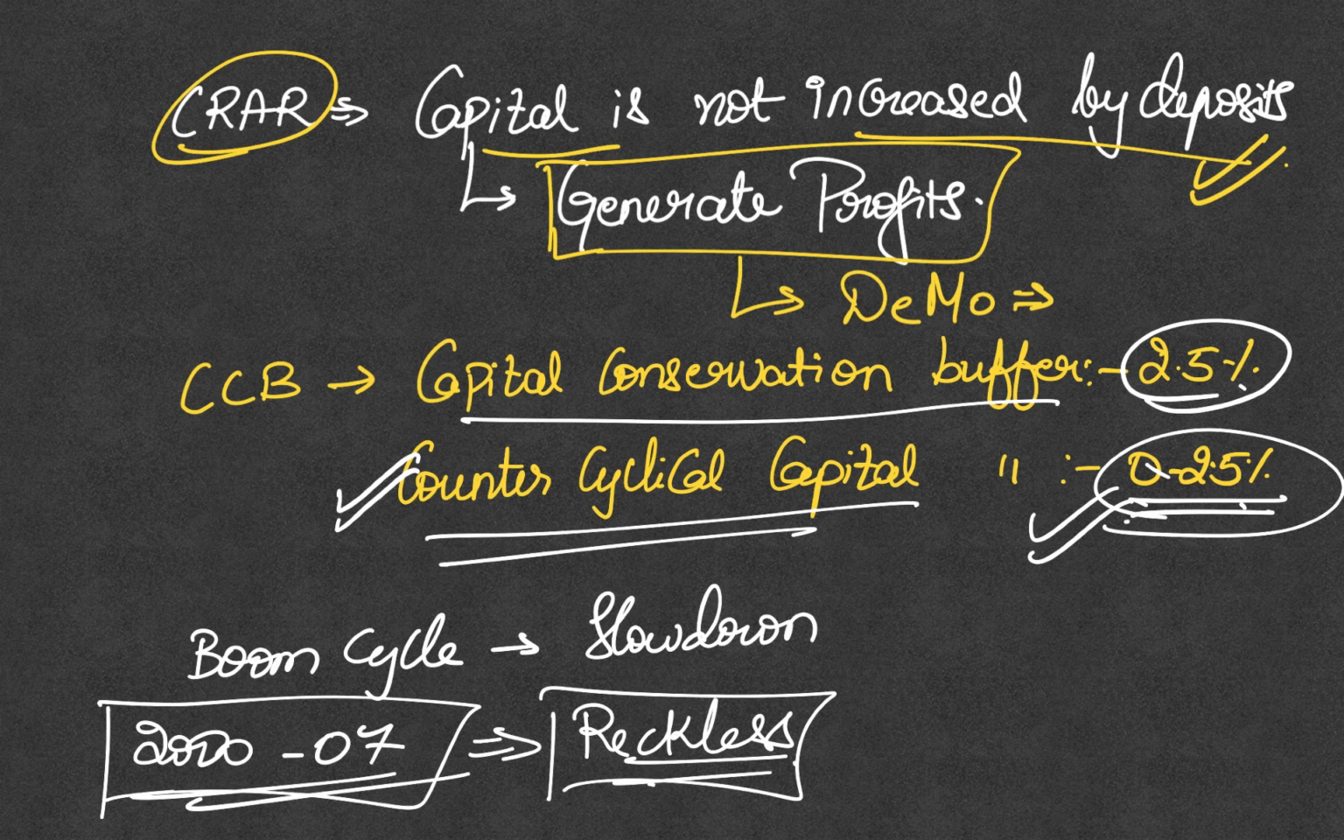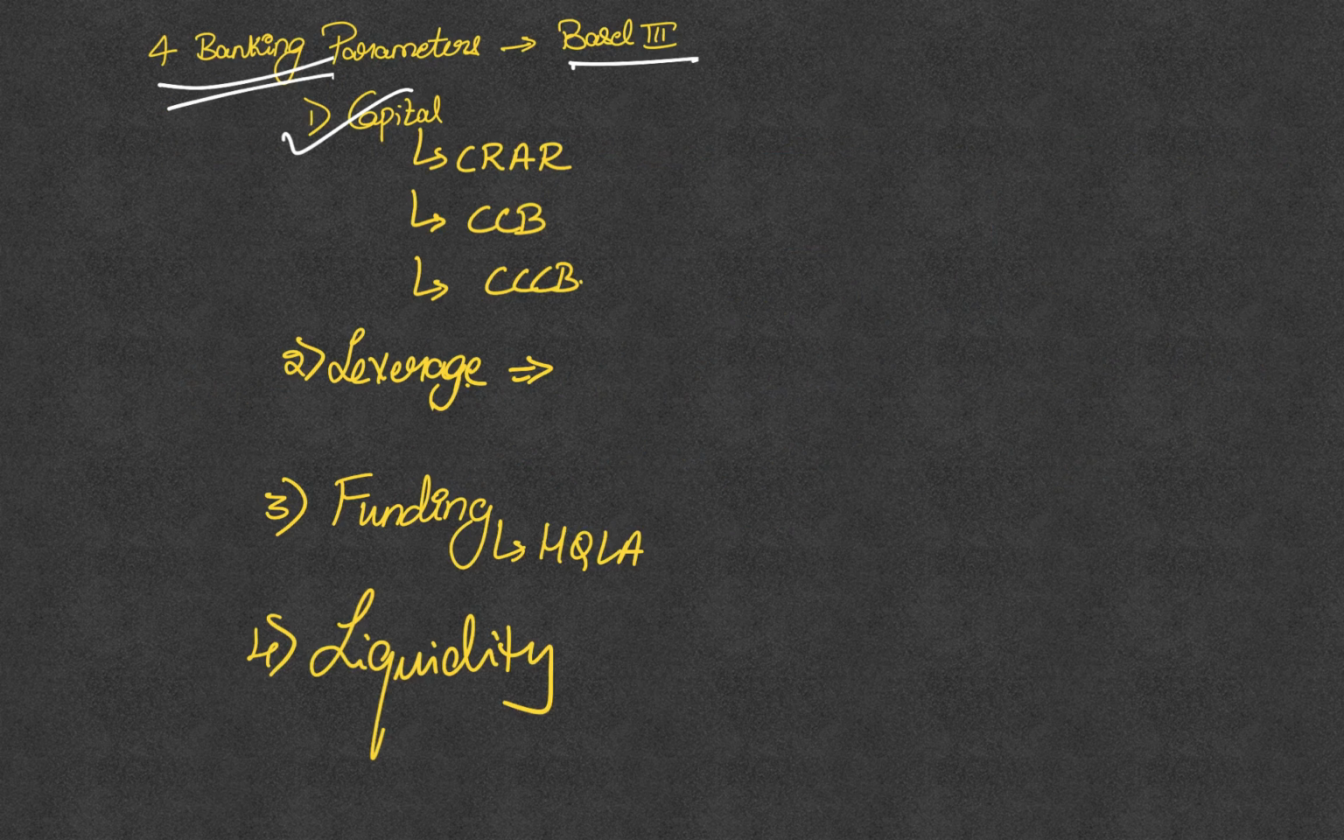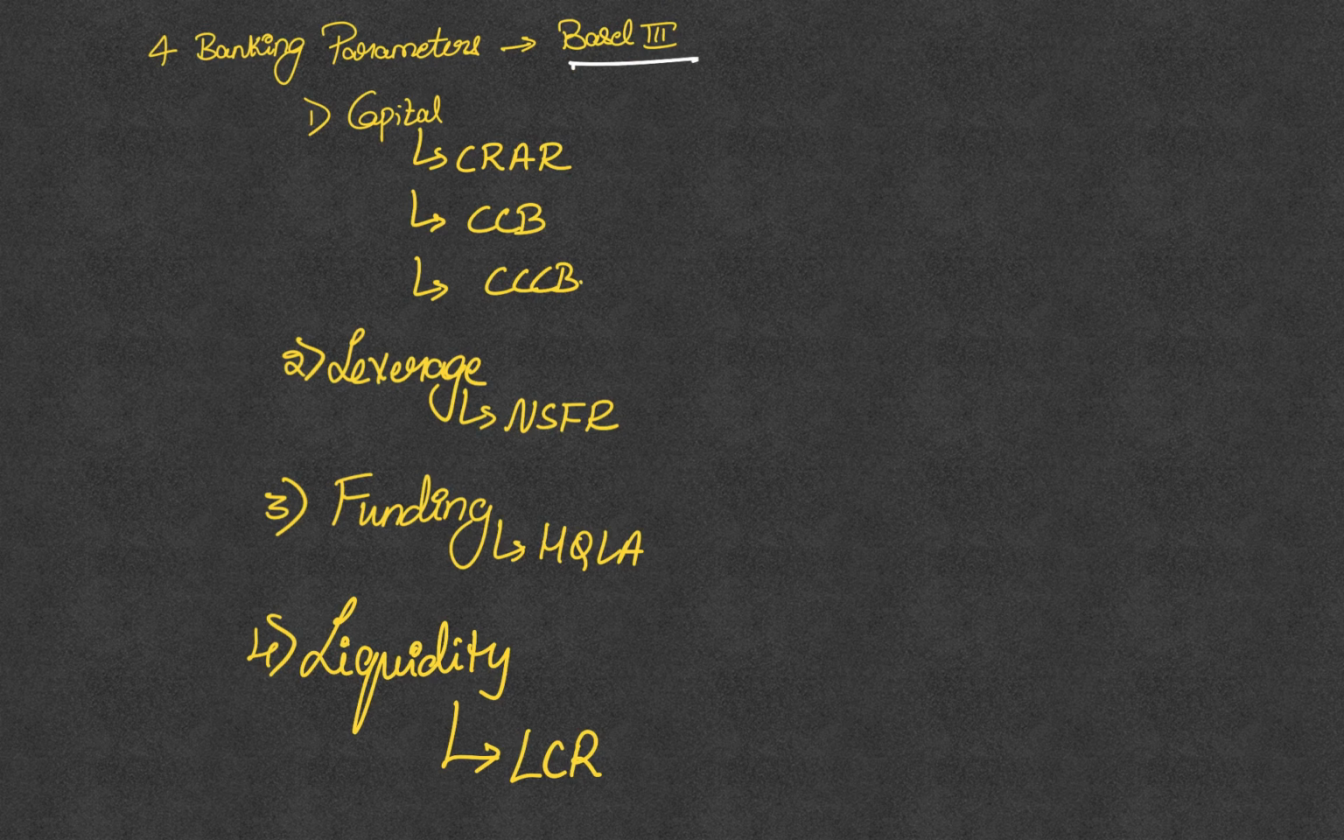This will actually act as a buffer when the cycle turns from boom cycle to slowdown cycle, and the capital does not get eroded. So these are the four banking parameters which were selected by Basel III. Let us have a look at them one by one. This Basel III committee has identified four banking parameters which are crucial for survival: capital, leverage, funding, and liquidity. Now let us understand each of these terms separately.